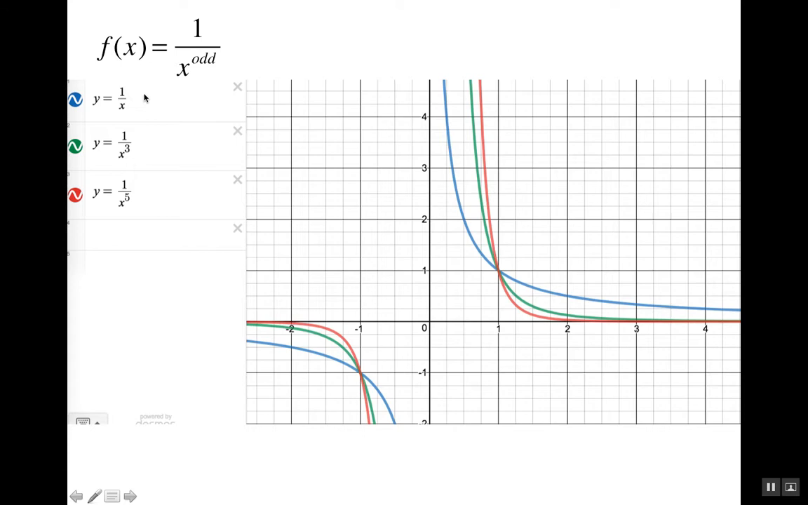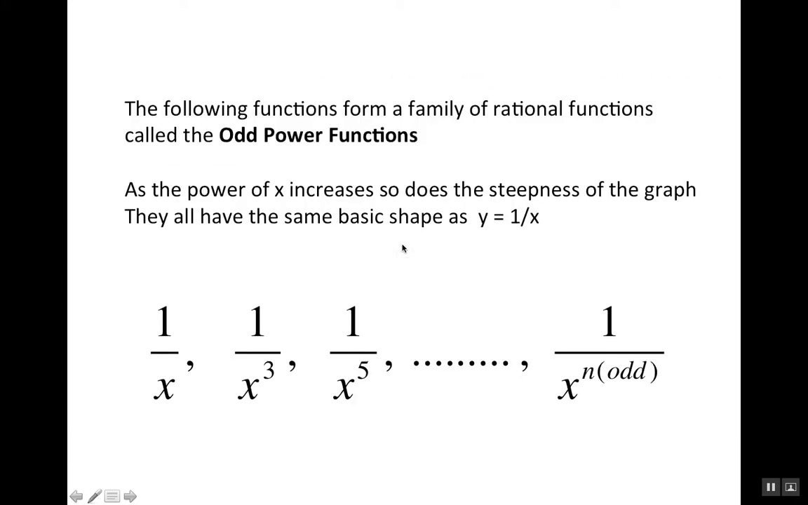The other members of the family of odd power functions, x cubed and x to the fifth, have the same basic shape. They just increase in steepness as the power of x increases. So these are the family of odd-powered functions.